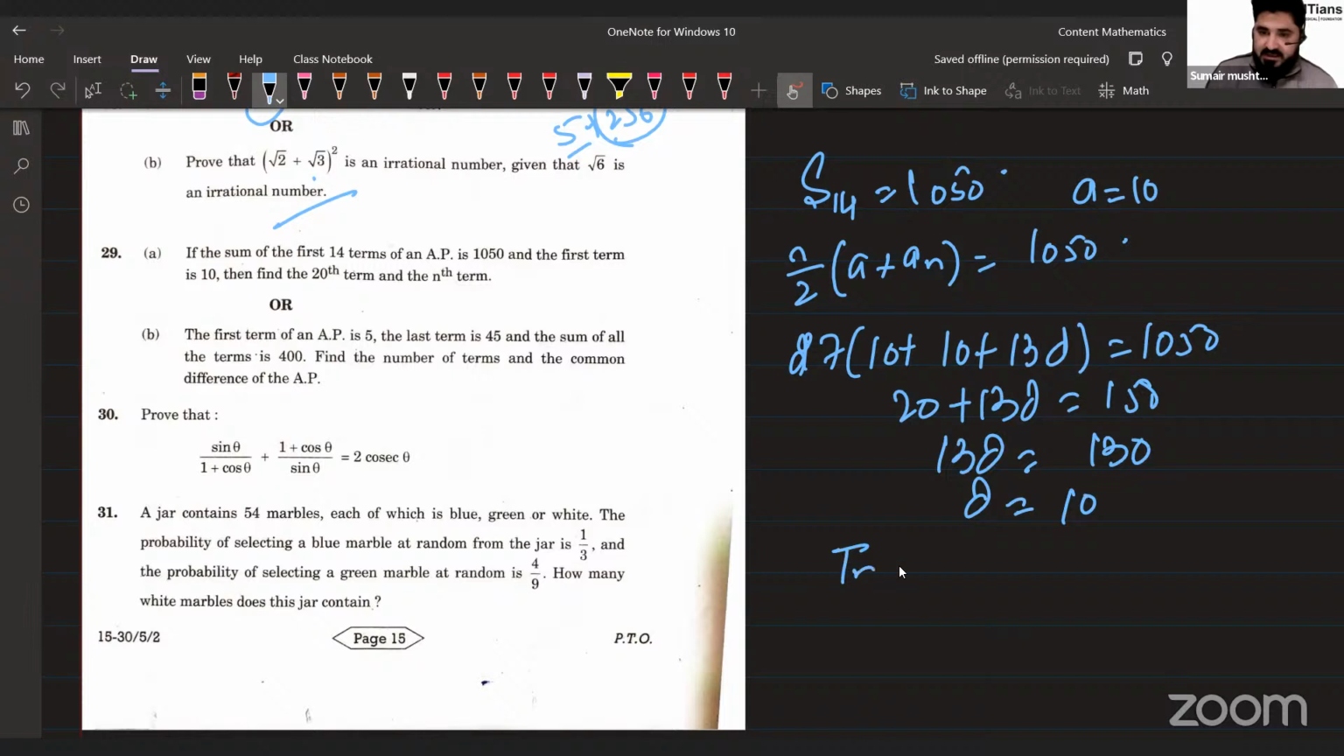So what will be the nth term? The nth term is equal to a plus n minus 1 into d. A is 10, d is 10, isn't it?